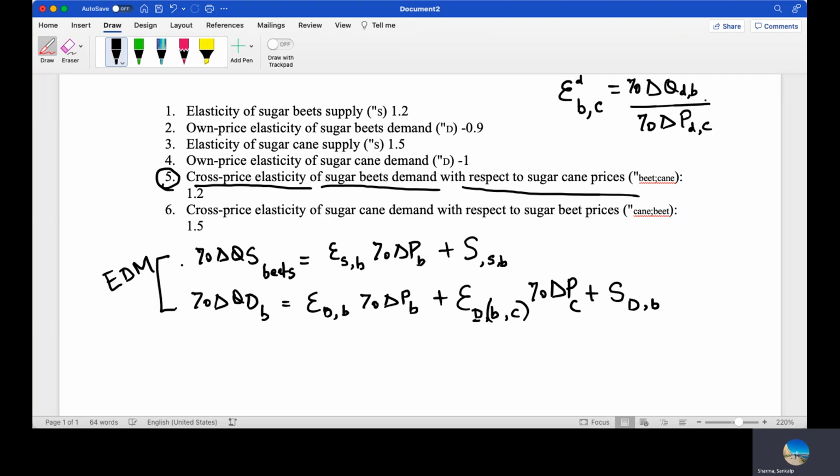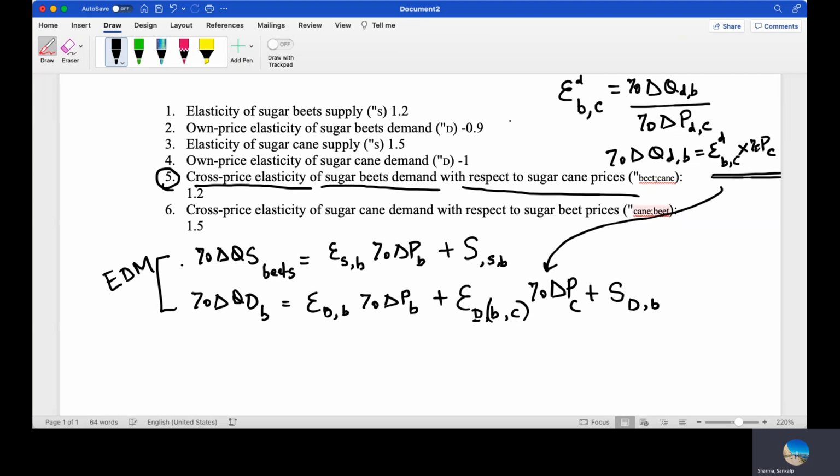The price of cane goes up, and you're trying to figure out what the response in the demand for beets is. Now, if you cross multiply, you will realize that this is nothing but the percentage change in quantity demanded for beets equaling the EDBC times the percentage change in the price of C. And that right here is essentially why you have this term here.